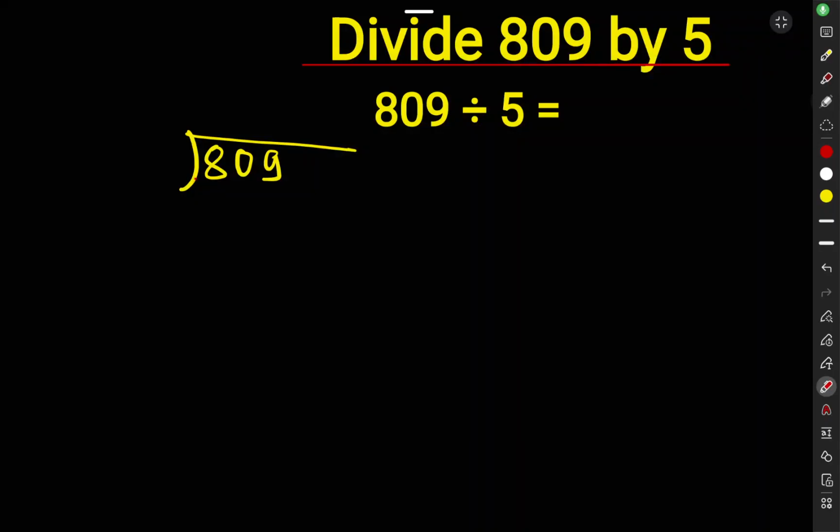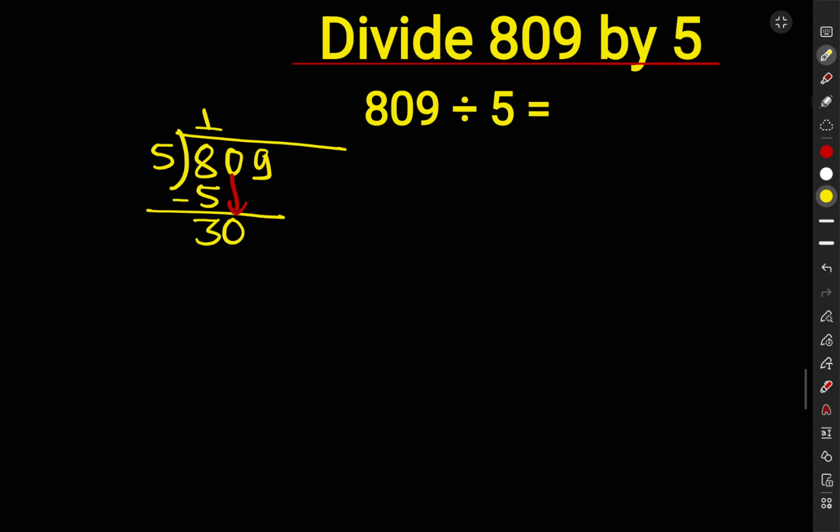We divide 809 by 5 in a long division method. 5 times 1 is 5. On subtracting we get 3. So now we put down this 0 and it is 30.